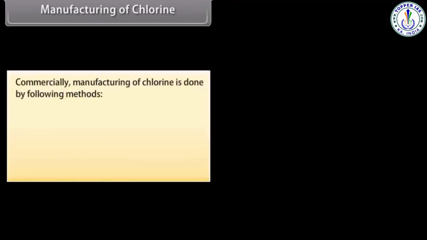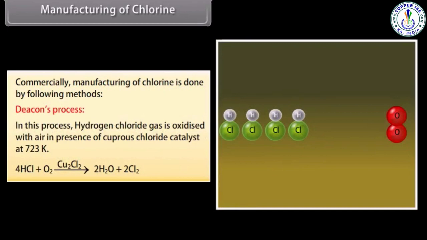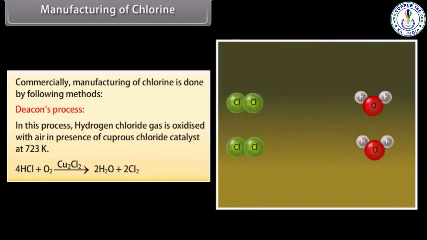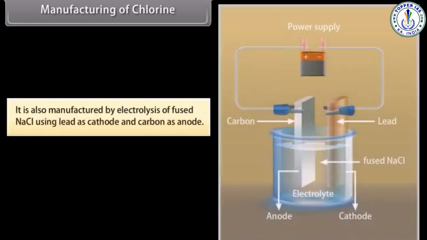Manufacturing of chlorine. Commercially, chlorine is manufactured by the following methods. Deacon's process: in this process, hydrogen chloride gas is oxidized with air in the presence of a cuprous chloride catalyst at 723 Kelvin. It is also manufactured by electrolysis of fused NaCl using lead as cathode and carbon as anode.